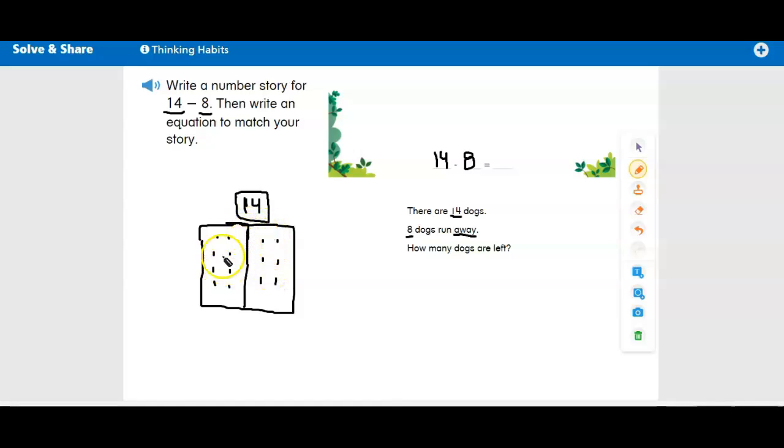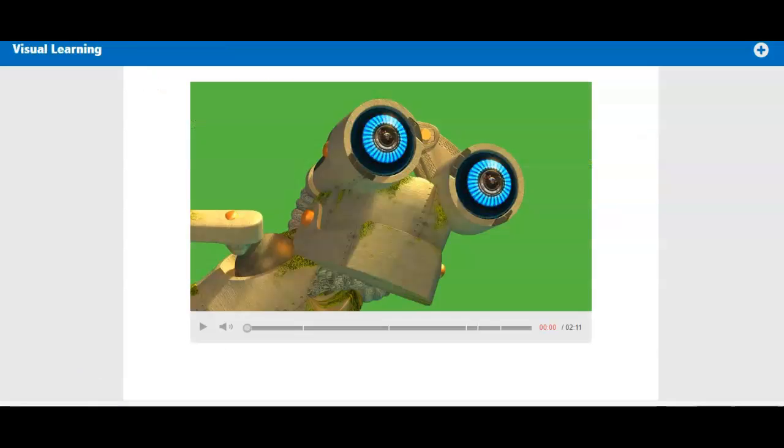So to get from 8 to 14, I had to add 6 more. So that means that 8 plus 6 is equal to 14. So 14 minus 8 is equal to 6. So we were able to write a number story for our equation, show it in our equation, and also use a strategy to solve. So now let's watch our animated video to help us go along with our worksheet on page 194.